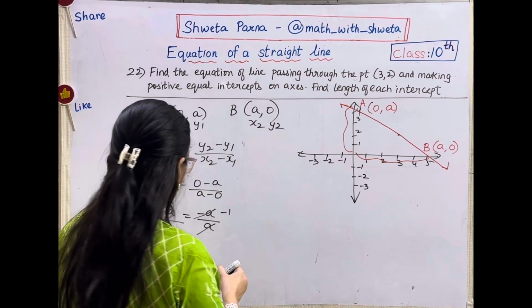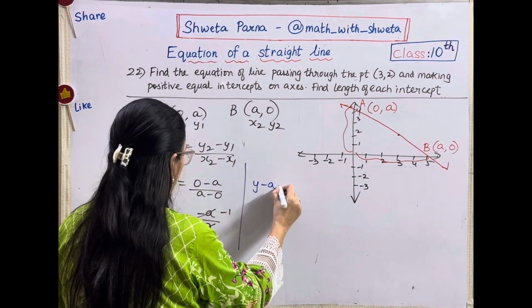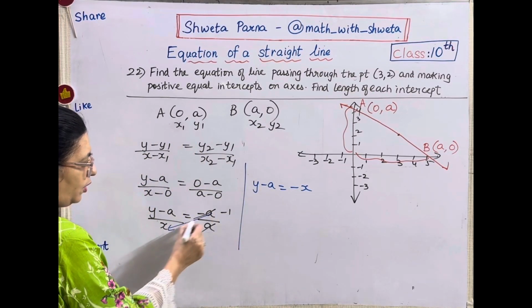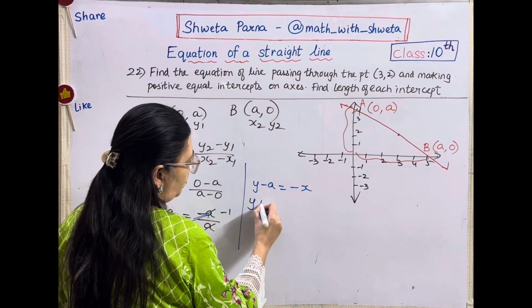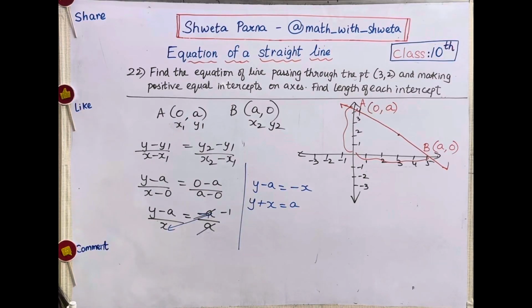Now cross multiply. When you cross multiply, you will get y minus A is equal to minus x. How did you get it? Minus 1 into x. So now bring everything to one side: y plus x is equal to A. This is the equation.